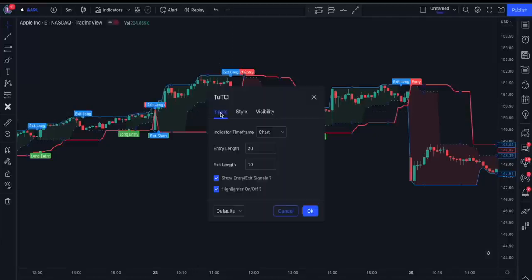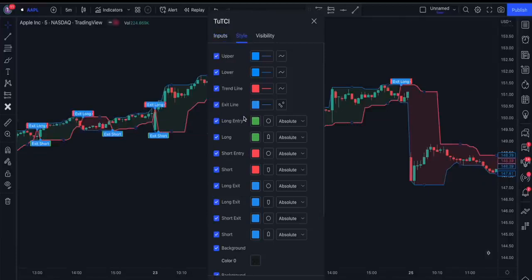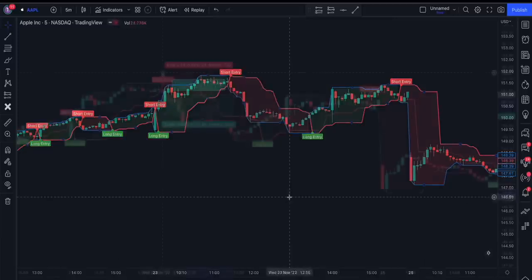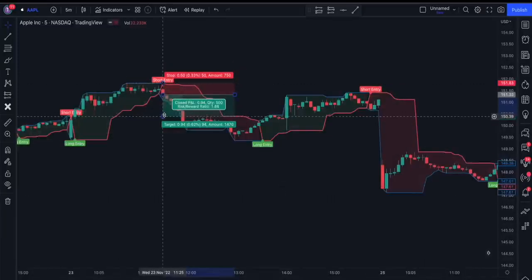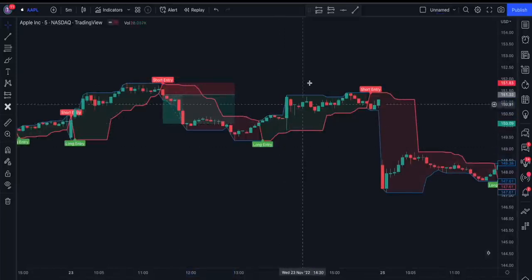In the input section, I recommend to change the entry length from 20 to 10. Also, in the star section, you want to get rid of those long and short exits. So, just by looking at these signals, we can see that they're quite accurate.